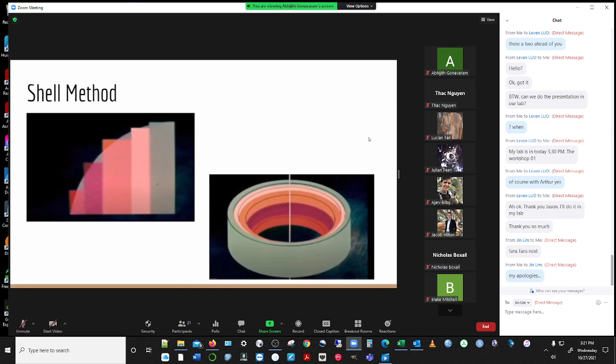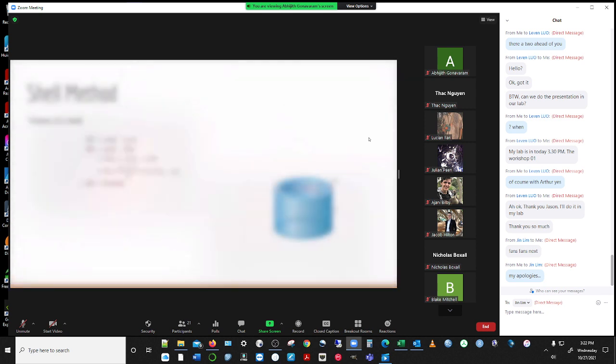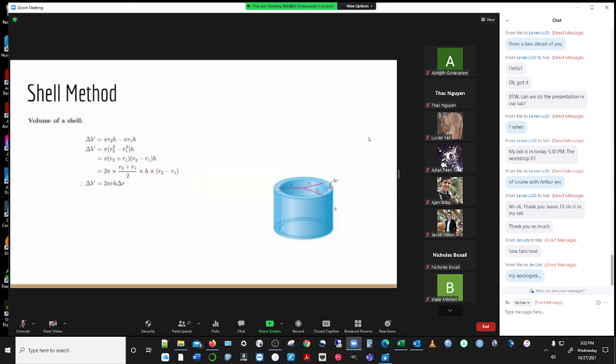The shell method involves shells that are created by approximating a given object and rotating these shells around the y-axis, as shown in the photo here. These are called cylindrical shells, and the combination of all cylindrical shells gives us a torus. Since we know this, we can calculate the volume of a torus by combining the volume of all cylindrical shells. And the volume of the cylindrical shell can be found by calculating the difference between the inner and the outer cylinders.